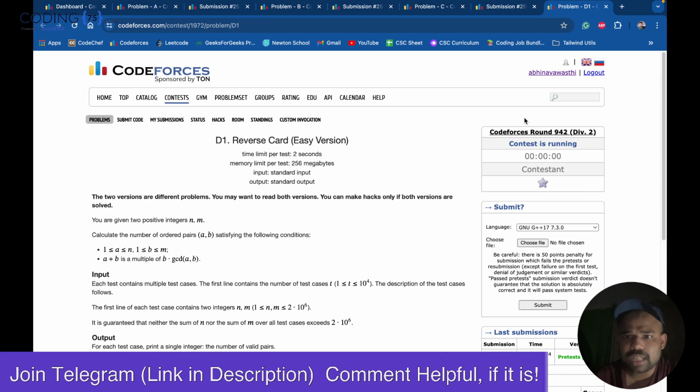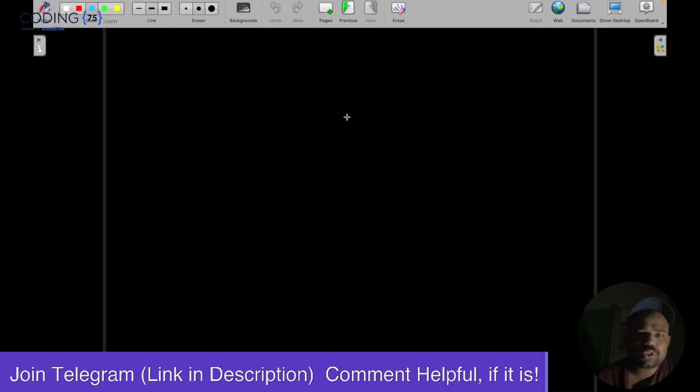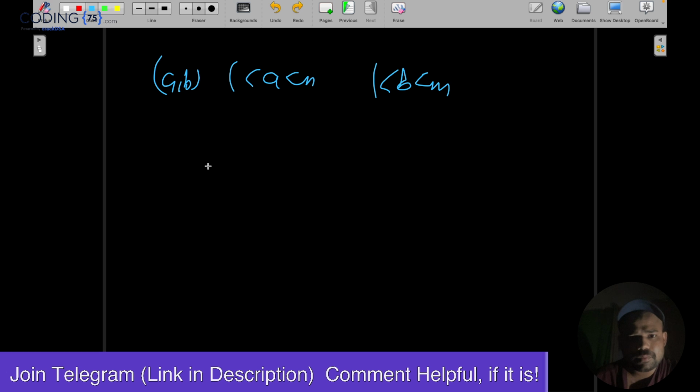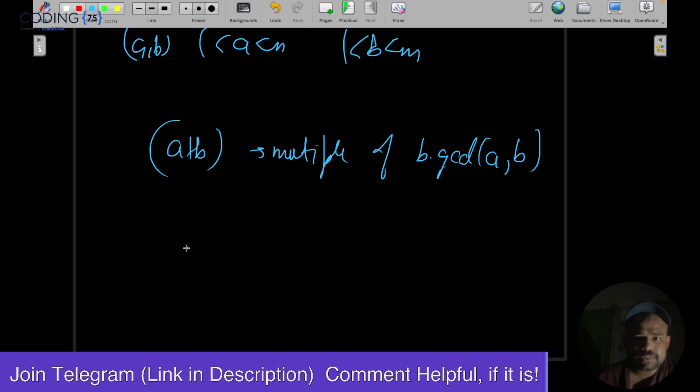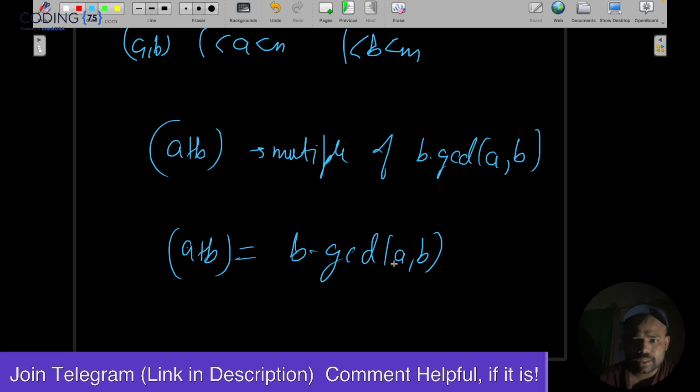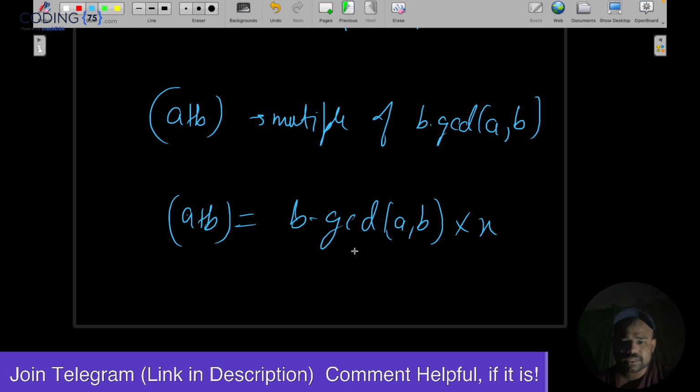Cool. Now the last problem was pretty good guys. The problem says that you have to find a pair of A and B such that A should be between 1 to n, B should be between 1 to m, and A plus B should be a multiple of B into GCD of A comma B. Now look guys, multiple means, let's say I'm multiplying by x here. This should be the equation, that A plus B should be a multiple of this. That is what they are saying.